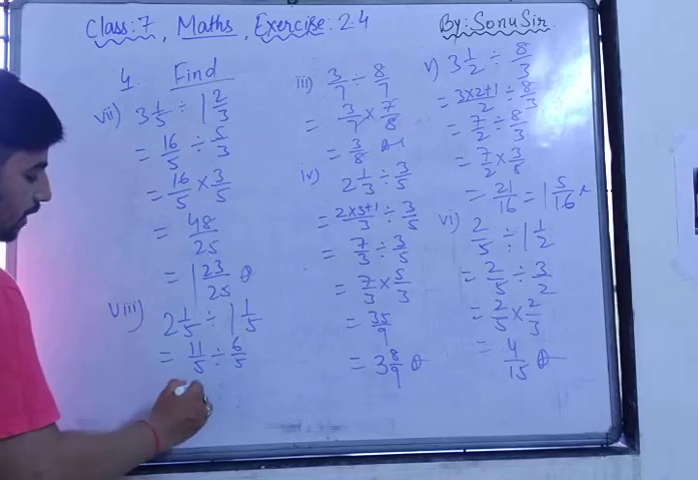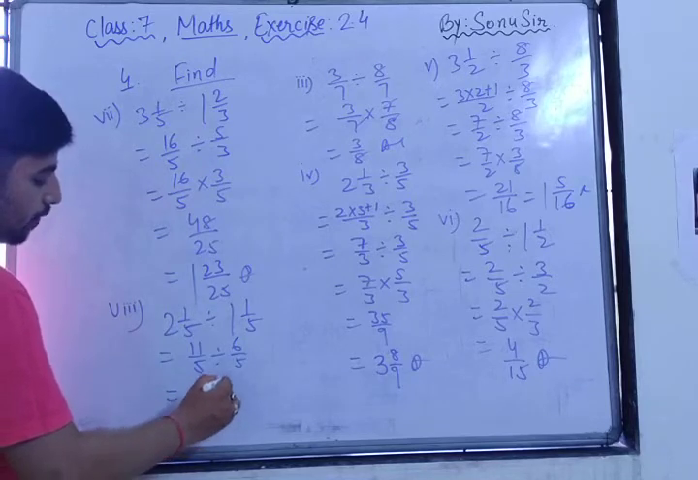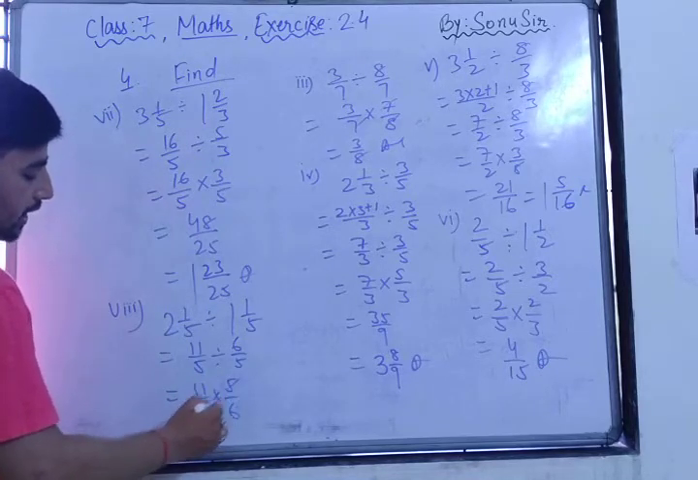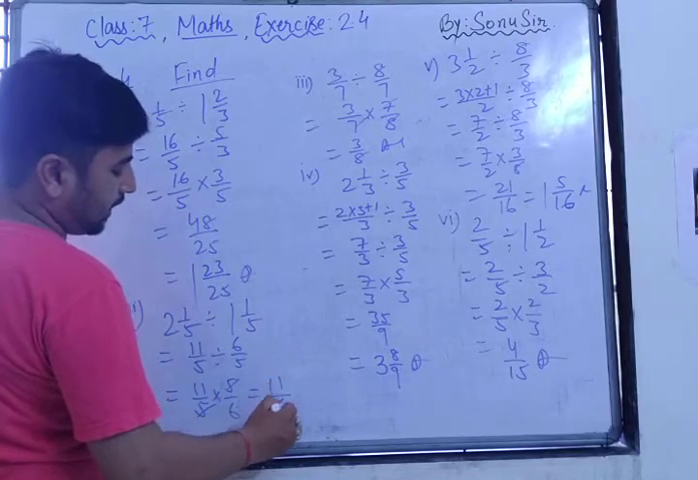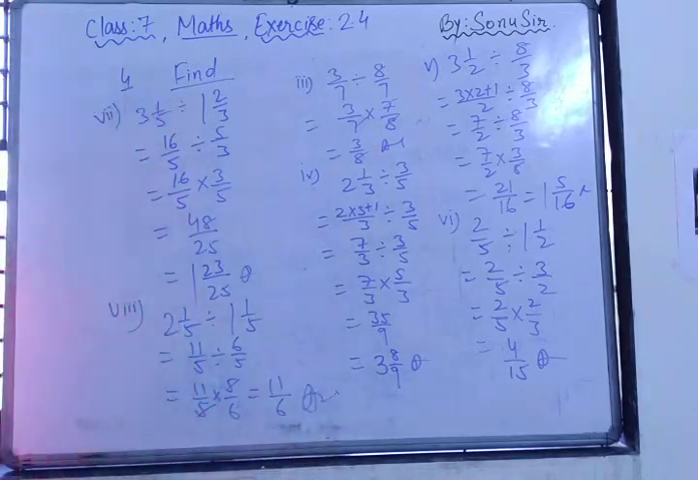So what will you do? 11 by 5 into 5 by 6. 5 and 5 cancel, 11 by 6 is the answer. Got it? I hope all of you have understood the question.